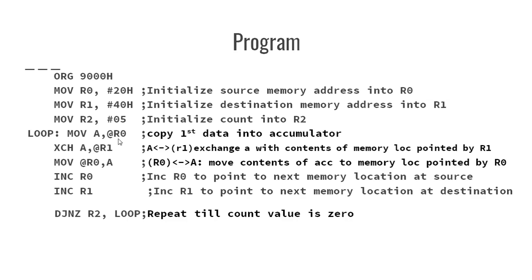Again we take that 21 data into A, then exchange it with 41, and that 41 data should be given to 21. That is going to happen here. It repeats until R2 becomes 0. Once R2 becomes 0, you need to stop it. To stop, we use SJMP here, then END. For any program, these last two lines will remain the same.